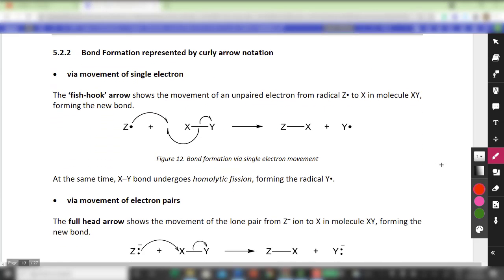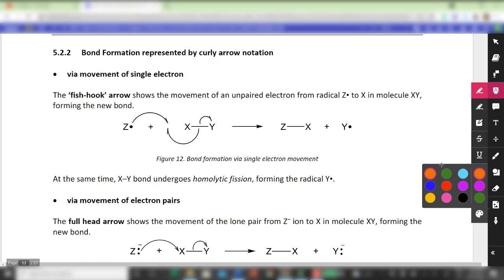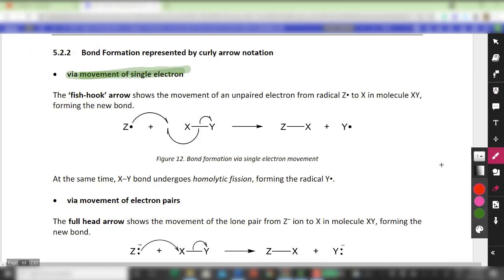Okay, so in this case, it can be a little bit complicated for beginning students sometimes. Like what exactly does it mean by electron movement? I think usually the part that is a little bit challenging is the movement of single electrons. So it can be a little bit challenging for beginning students on this.